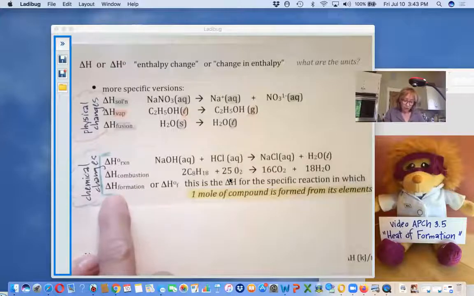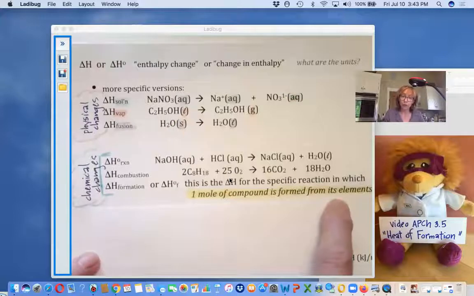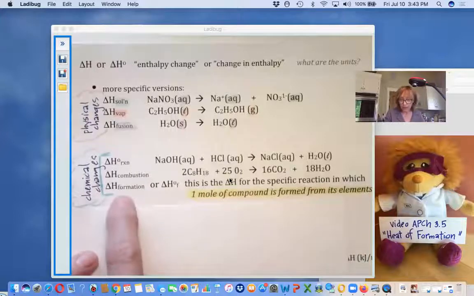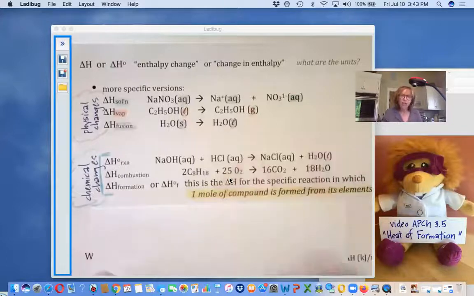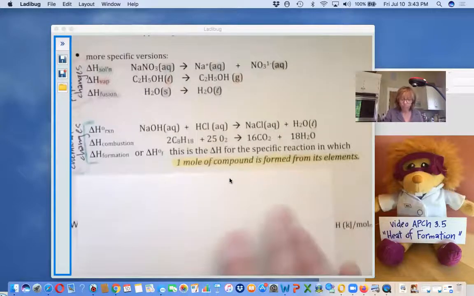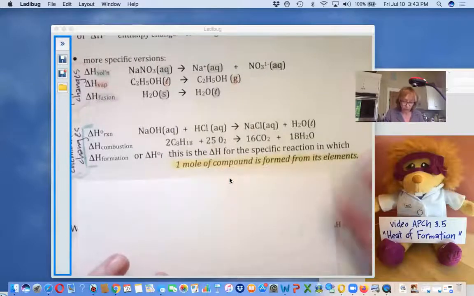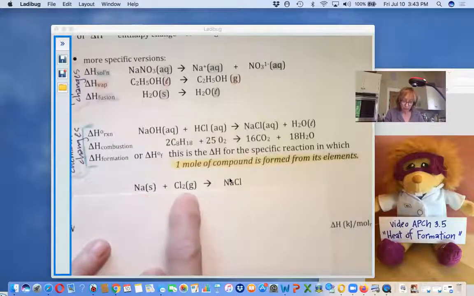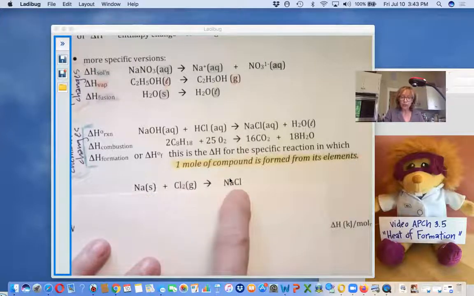There is also an enthalpy of reaction for the specific reaction in which 1 mole of compound is formed from its elements. When that is the reaction that you're looking at, the enthalpy change that accompanies it is called a heat of formation, enthalpy of formation. So for instance, if you think about forming a mole of salt, sodium chloride, we know that the elements would be sodium and chlorine, making sodium chloride.